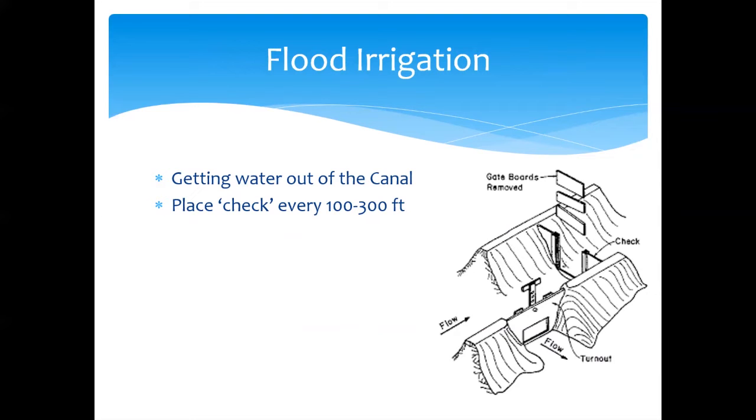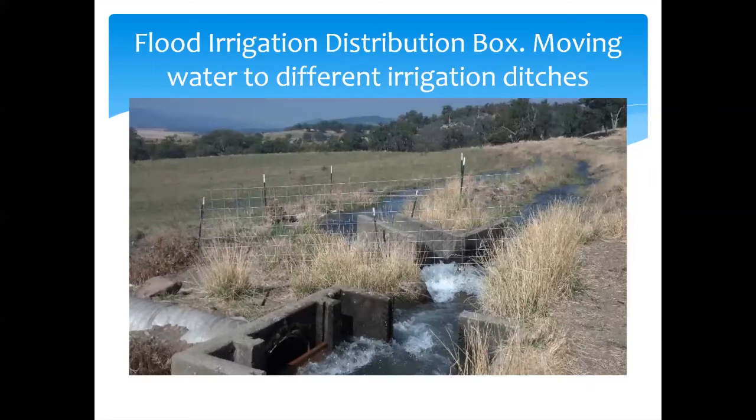Here's another look at that distribution box. They had a check here. They've got checks here. They can send water this way, that way, that way. Next slide.